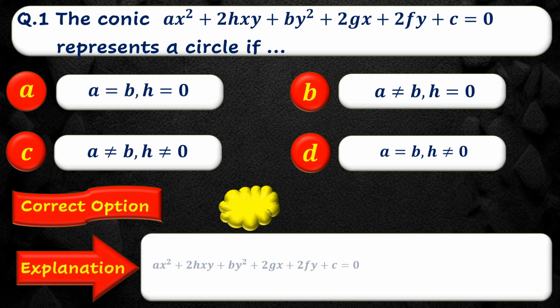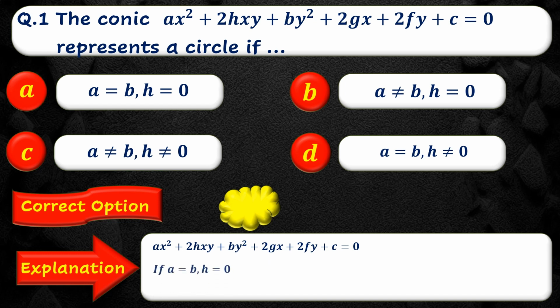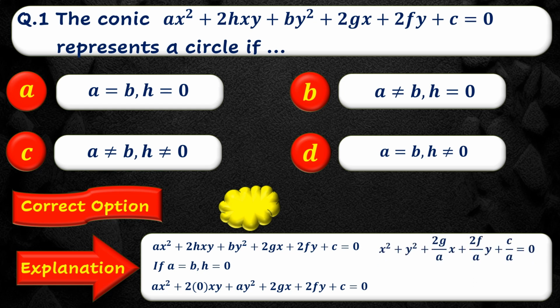Given conic is, if in this conic A is equal to B and H is equal to 0, we get ax square plus 2 into 0xy plus ay square plus 2gx plus 2fy plus c is equal to 0. We divide this equation by A and we get. Now note that this resulting equation is general equation of a circle. So the given conic represents a circle if A is equal to B and H is equal to 0. So correct option is option A.